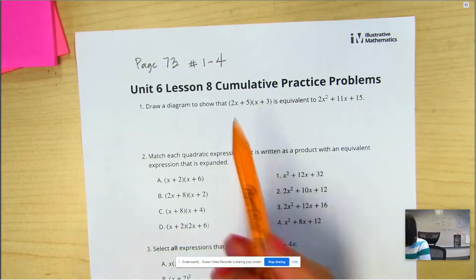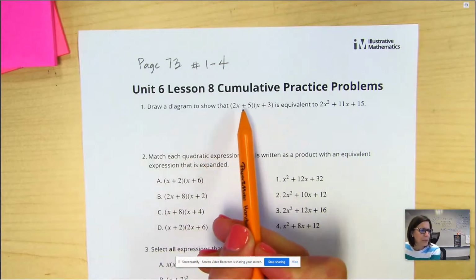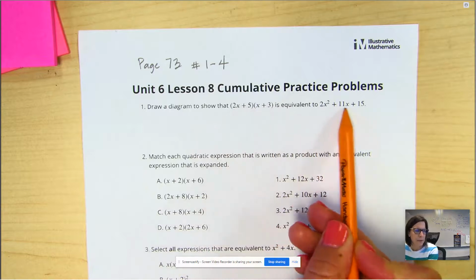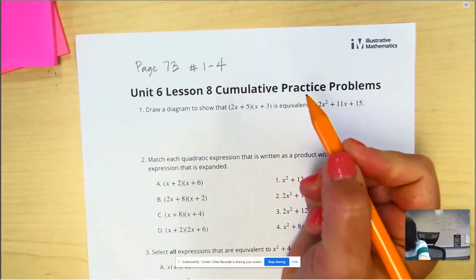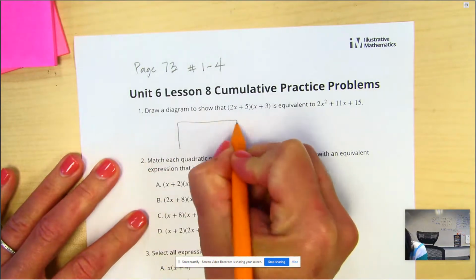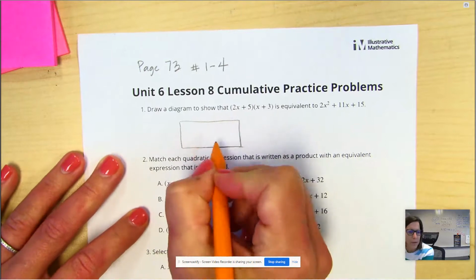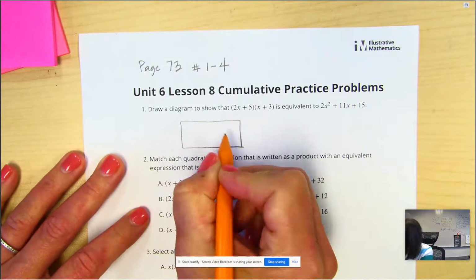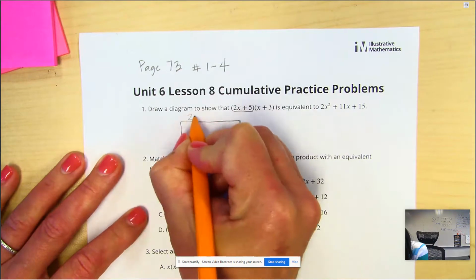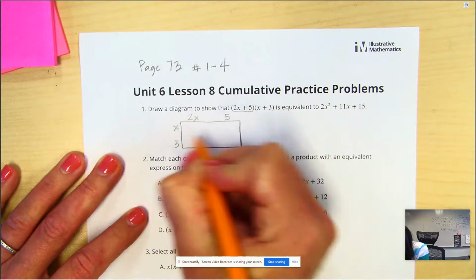All right. So first one, we are going to draw a diagram to show that 2x plus 5 times x plus 3 is equivalent to this right here. Okay, so when we're multiplying, it's nice to show, this is called an area model or a box model, to help you remember that there's 4 multiplication problems happening here. So I'm going to take this term and put it up top, put 2x plus 5. I'm going to put x plus 3 here.